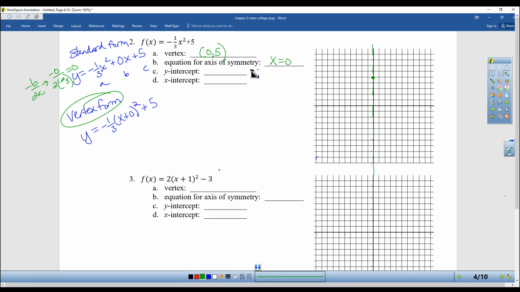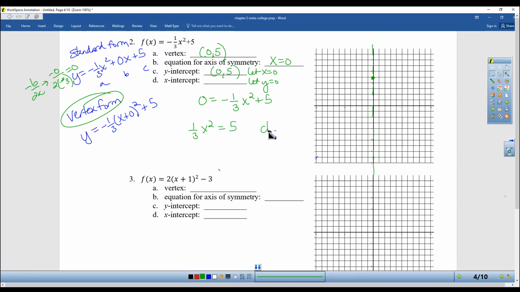The y-intercept is when you let x be equal to 0, 0 comma something. When I put a 0 in there, I get 5. You already can see that. The x-intercept, now if this parabola goes up, it's not going to have an x-intercept. But since this parabola is going down, it is going to have an x-intercept. So how do we find the x-intercepts? We let y be equal to 0. 0 is equal to negative 1/3 x squared plus 5. I'm going to move this to the other side and make it positive.